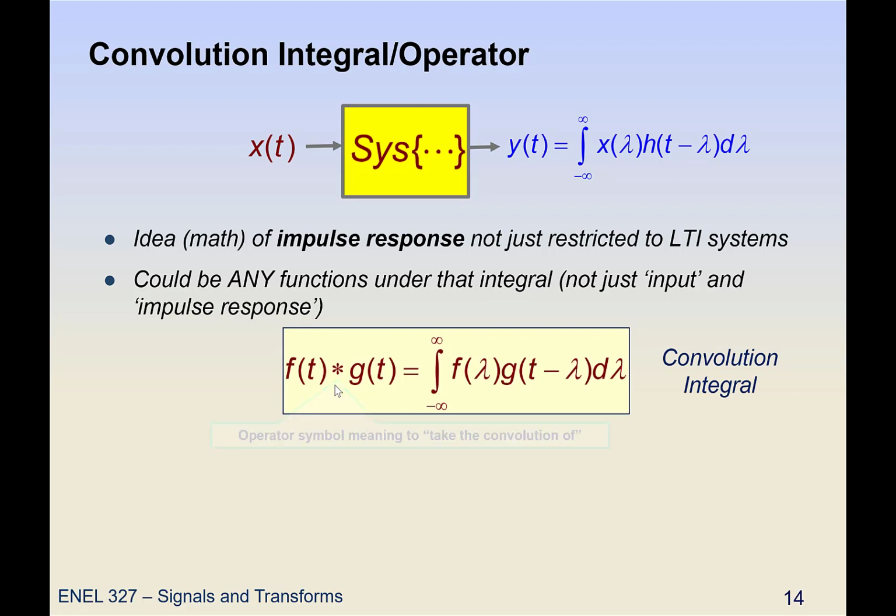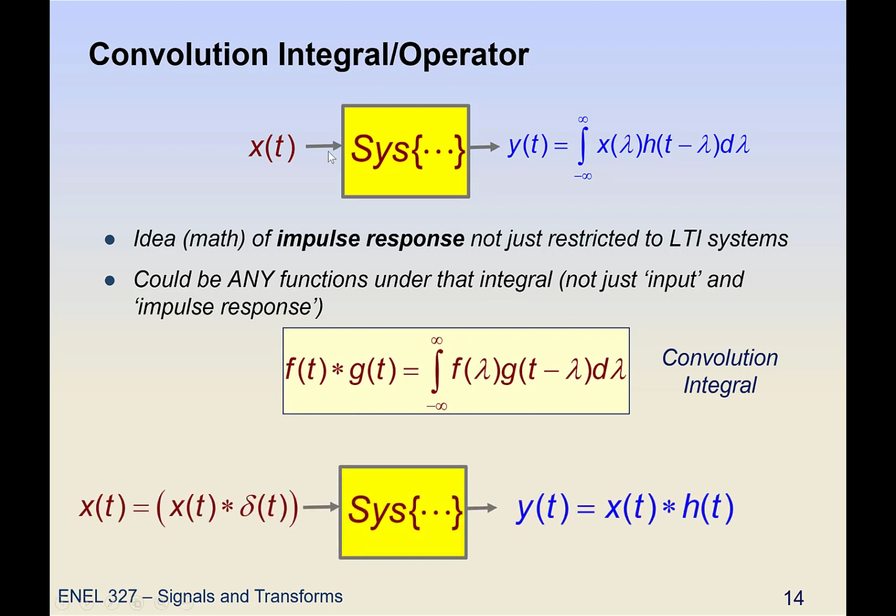Okay? And this asterisk here in the middle of those two functions, it's just a symbol, just like x for multiplication, just like slash for division, just like that cross for the plus sign. It's just another symbol, but it means take the convolution of f and g. So it's a mathematical shorthand for do this integral.